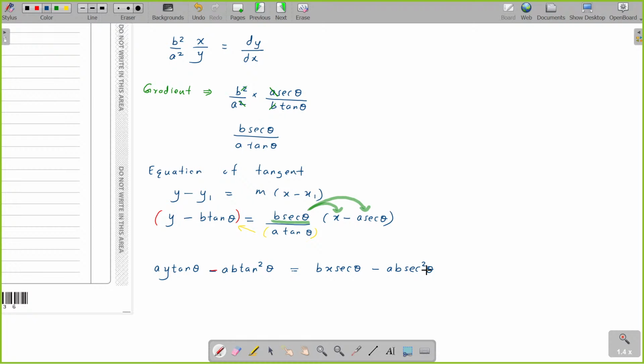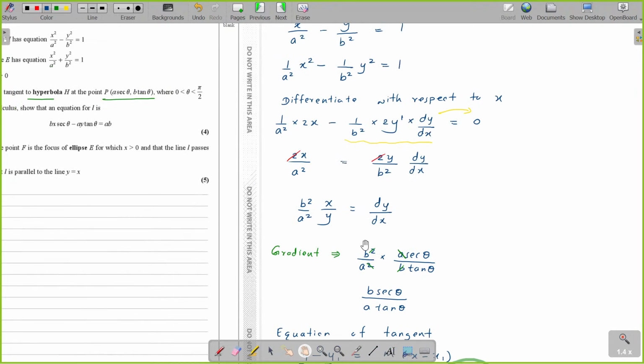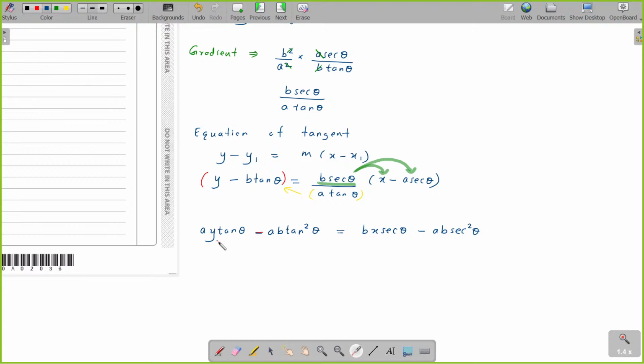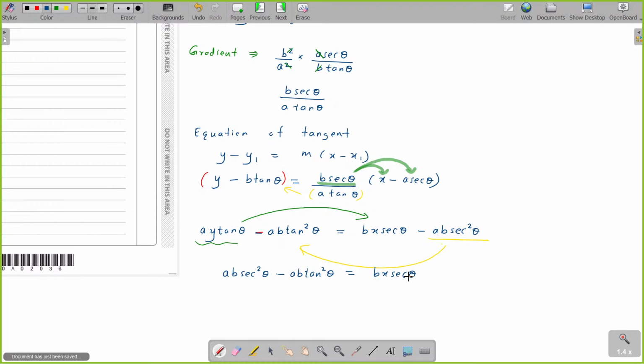Okay, now let's look at the show that. What do we have in the show that? bx sec theta minus ay tan theta, right? So I need to have bx sec theta minus ay tan theta, which means I should take the ay tan theta to the other side, and the ab sec square theta, we'll take it to this side. Then we can try to get the identity. Minus ab sec square theta, I'll take it over here as plus ab sec square theta minus ab tan square theta. Over here we get bx sec theta, and what comes to the other side? ay tan theta comes as minus ay tan theta. Okay, and now what?